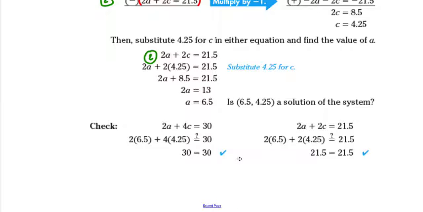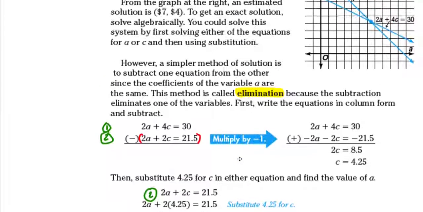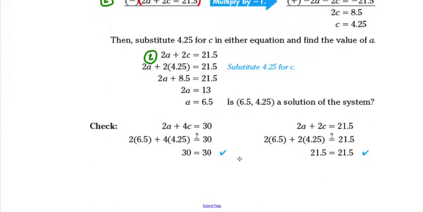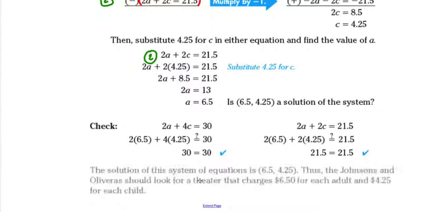If you notice, when we graphed our system, we estimated the solution to be $7 and $4. Close enough to 6.5 and 4.25. So the solution of this system of equations is 6.5, 4.25. Thus the Johnsons and Oliveiras could look for a theater that charges $6.50 for each adult and $4.25 for each child.